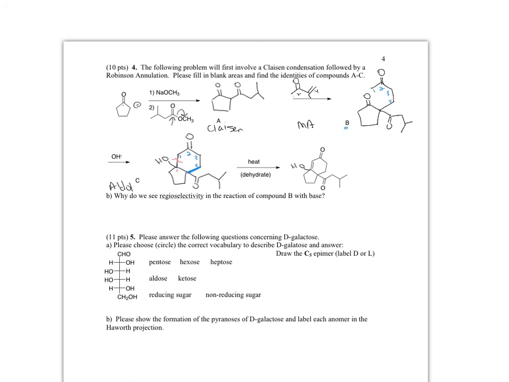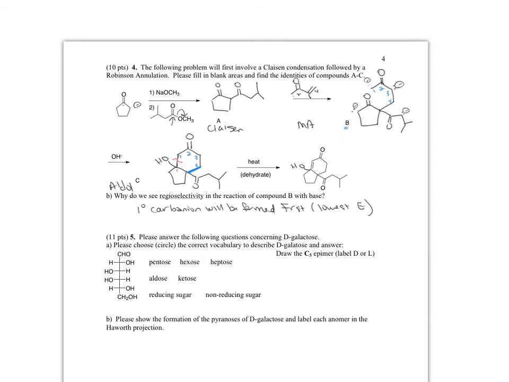Okay. Why do we see regioselectivity with base? It's got a bunch of carbonyls. It could form this carbanion, it could form this carbanion, it could form this carbanion, it could form that carbanion. What we want to see is that the primary carbanion will be formed first because it's the lowest energy.